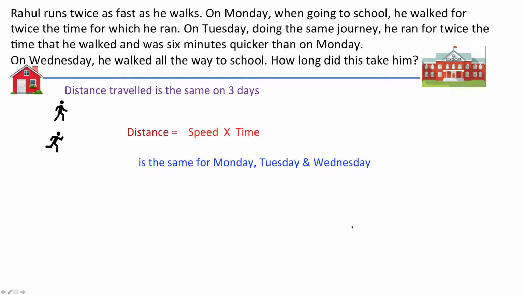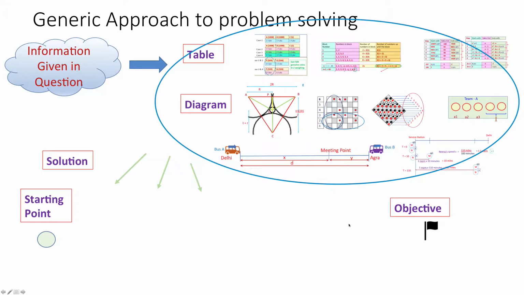Now, how do you find the starting point? The starting point, as we know, is the easiest value that you can extract based on the information given to you. The starting point is something on which you can build your solution. This will be the very first step in your solution journey towards your objective.